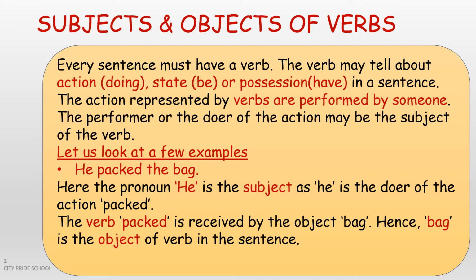We all know that. So verb can be an action word, it can show the state, and it can show possession. And the doer of the action is of course the subject. We all know that. Now let us look at a few examples. Here it is given: he packed the bag. He is the doer of the action, so it is the subject. Packed, since it's an action word, is the verb. The bag is the object here. So we all know that a sentence has a subject, a verb and an object.